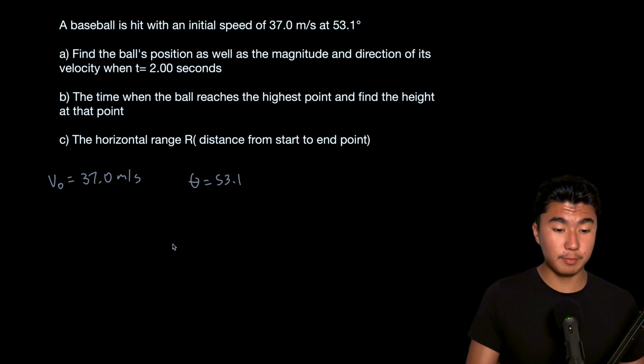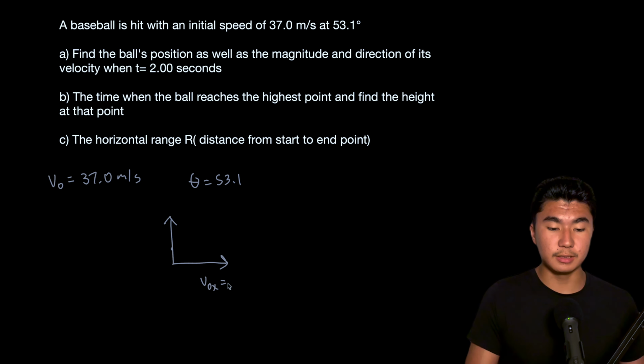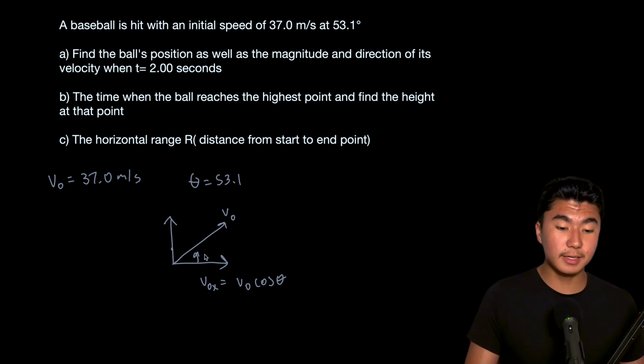With this type of motion, we're going to have the vectors that we had before. Our velocity in the x is going to be initial velocity cosine theta, and I'll write our velocity over here, and our theta is over here, which is 53.1. And over here, our initial velocity in the y-axis is going to be initial velocity sine theta.